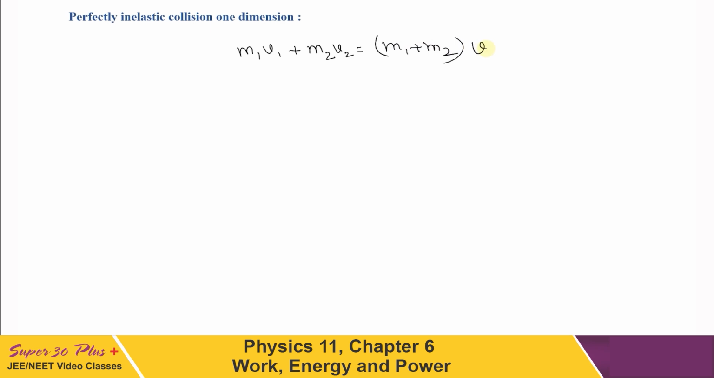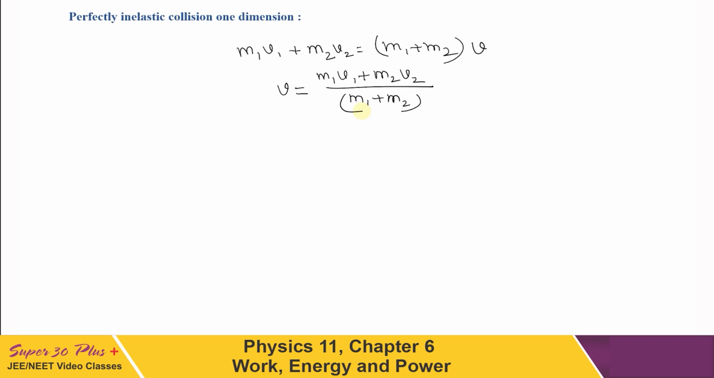v is the common velocity with which the two bodies will move together after collision, because in a perfectly inelastic collision the relative velocity of separation should be 0, and if it is 0, of course the two bodies will move as a single system. So I have taken that common velocity to be v. Now if we solve it, v will be (m1v1 plus m2v2) divided by (m1 plus m2).